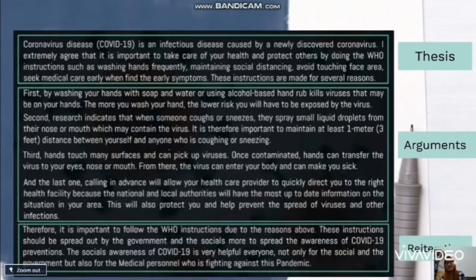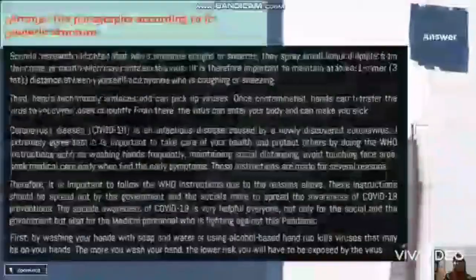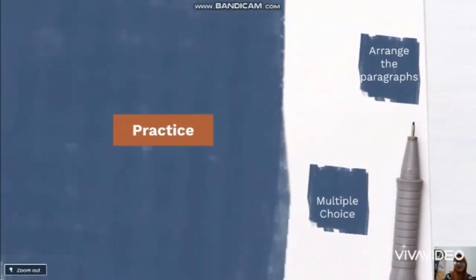Okay. So, the coronavirus disease until several reasons becomes the thesis. First until the last one becomes the arguments, and the last one, therefore, becomes the reiteration. Do you have the correct answer here? I hope so. Alright, now let's move on to the next task. Multiple choice.